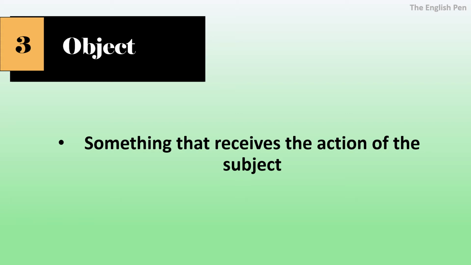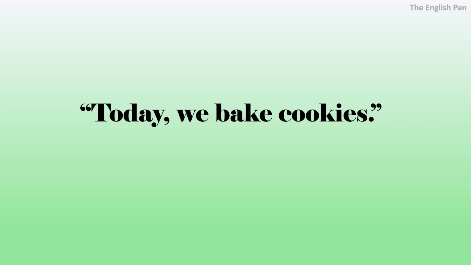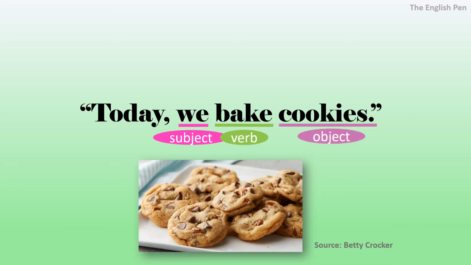Let's use an example. Today, we bake cookies. The sentence is talking about we, so we must be the subject. What do we do, or what is the subject doing? The subject, we, bake. So bake is the verb. Finally, we need to ask, to who or what is the subject doing? In this case, who or what are we baking? We are baking cookies, so cookies is the object.